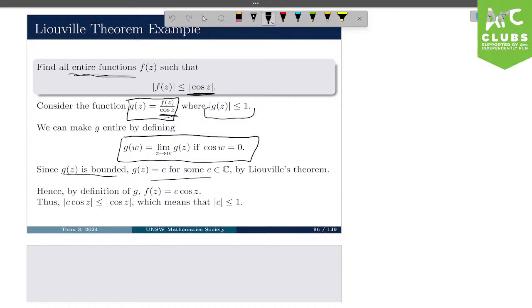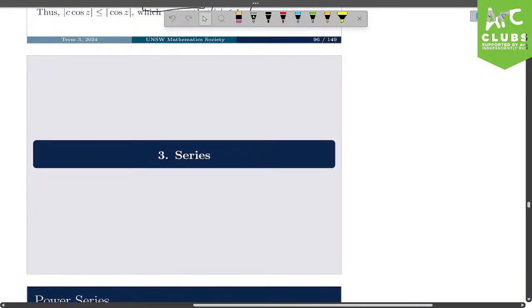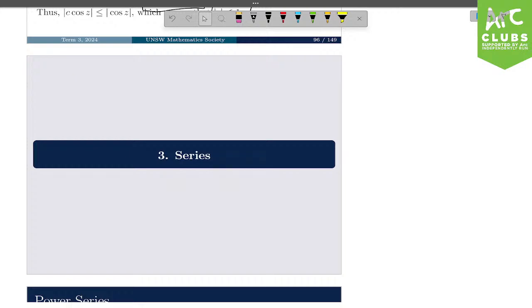We love it. But there's something we need to take care of, okay? First of all, the magnitude has to be less than or equal to 1, it just can't be any constant, but also, bringing it back to the point, we're dealing with f is a constant times cos of z, okay? Fantastic. That'll be the end of integration as we know it, and we'll be moving on to series, okay?